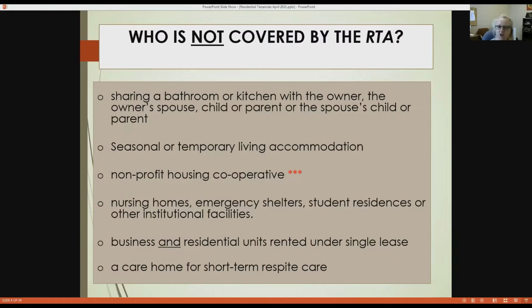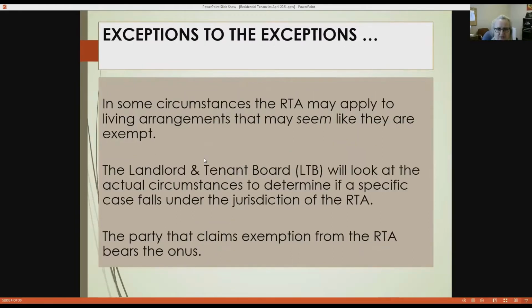But decisions regarding eligibility and whether or not you're compliant with your co-op rules are not under the purview of provincial legislation for the Residential Tenancies Act. Emergency centers, commercial real estate, and business and residential together are not covered.